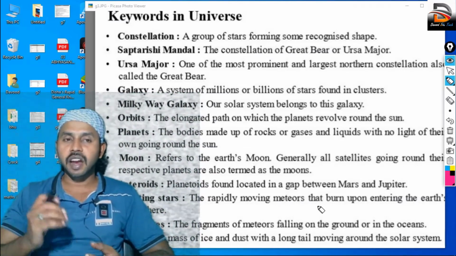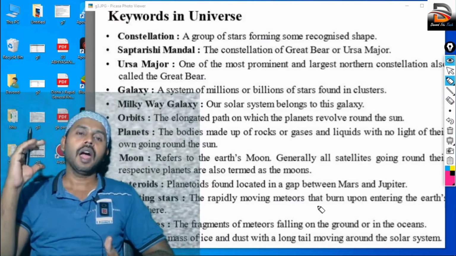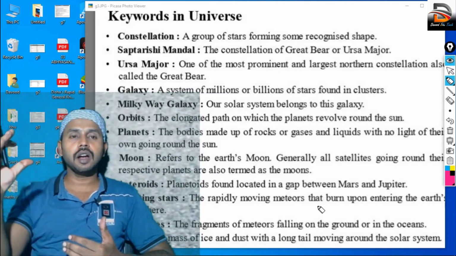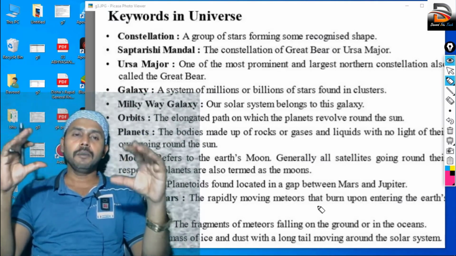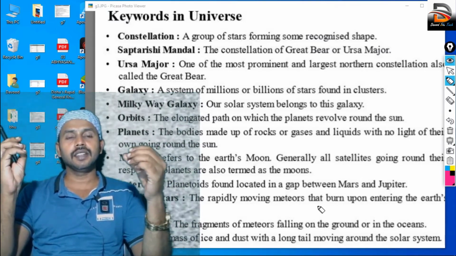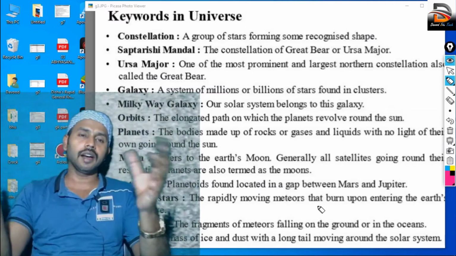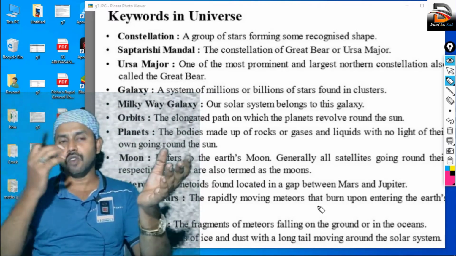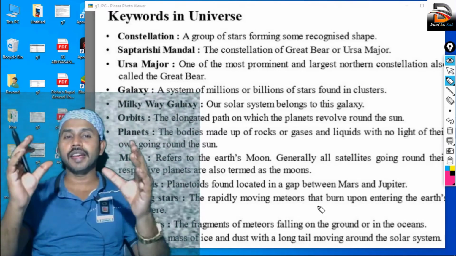When an object enters the atmosphere, we have a number of layers: troposphere, stratosphere, mesosphere, ionosphere, exosphere. So when the object comes to the mesosphere, the mesosphere consists of a lot of waste particles and waste gases. When the stone or any asteroid comes there, it rubs against those waste particles. Friction is formed, and then they burn. We say that object looks like a shooting star.